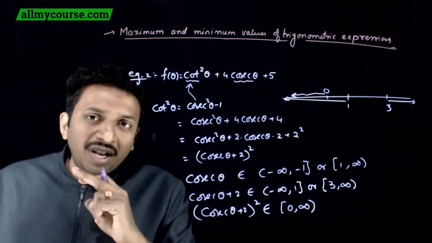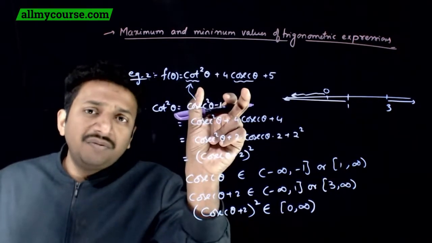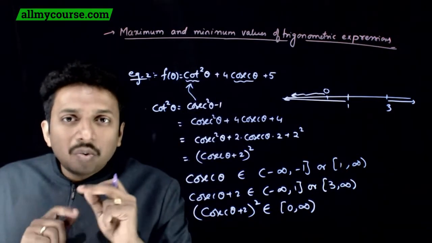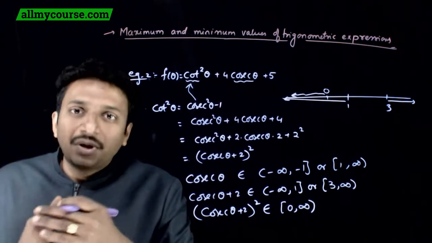So here what did we learn? If the given expression is in terms of two trigonometric ratios, you just need to convert them into one trigonometric ratio using the concept of identities.